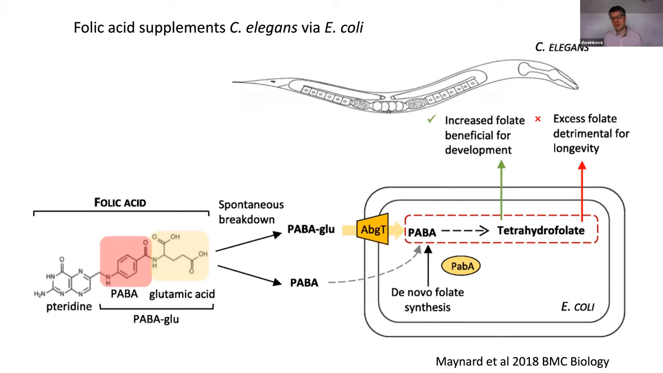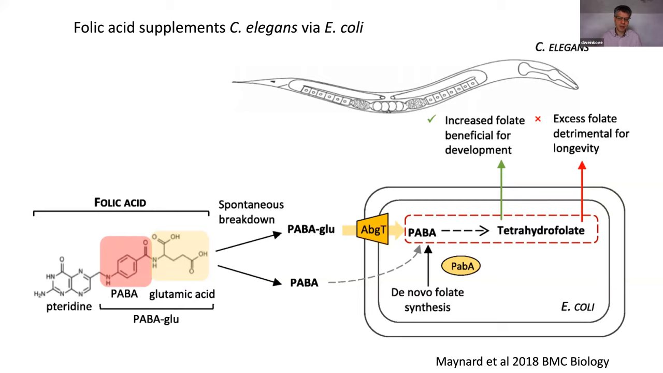So something else that we found out from this work, when we tried to look at how a folic acid supplement works, was that folic acid, which is an oxidized form of folate, is used because it's much more stable than the reduced folates we find in nature. We find that folic acid doesn't go directly into the worm. What happens is that it has spontaneous breakdown and it goes into bacteria using that ABGT transporter and is then eventually broken down to PABA, where it is resynthesized into folate, and that folate then goes into the worm.